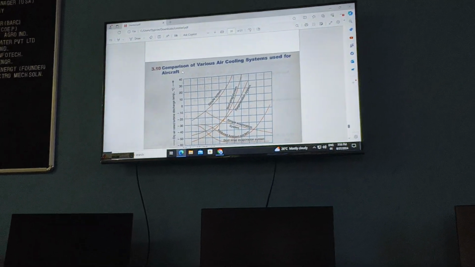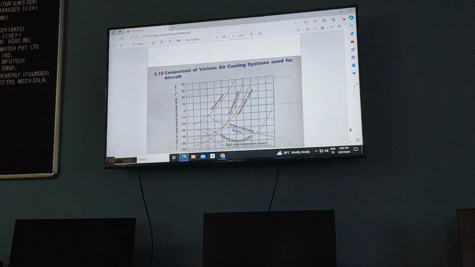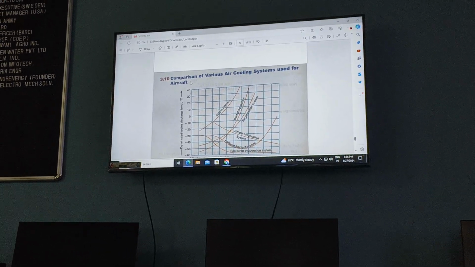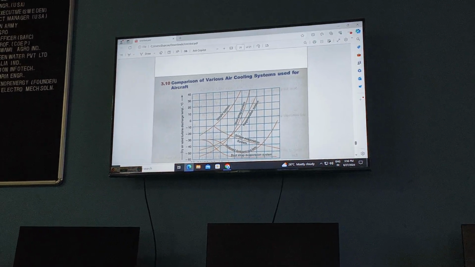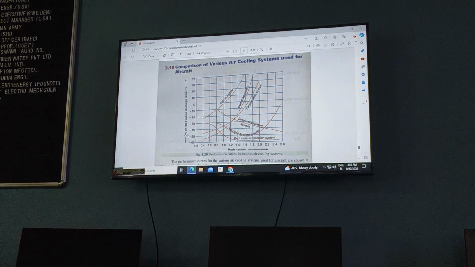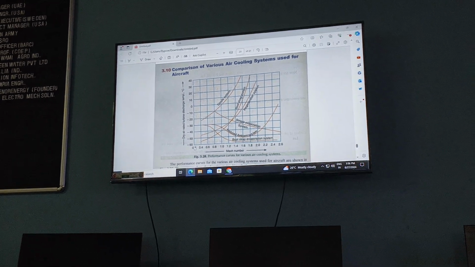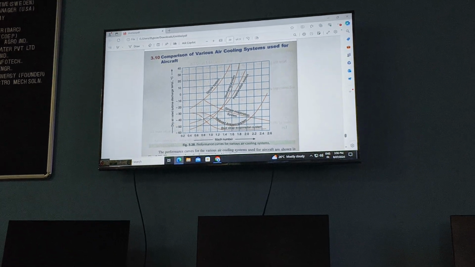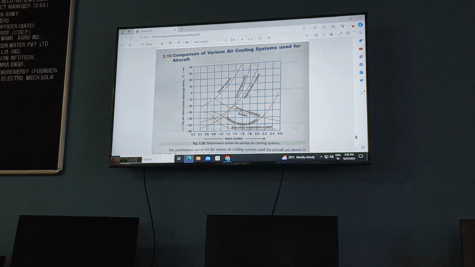Now the last point from the air refrigeration system is this: comparison of various air cooling systems used for aircraft, right? Now here they may ask only about the dry air rated temperature, okay? In that case, this graph is very important. On the ordinate there is the dry air rated temperature, and on the abscissa there is the Mach number. Mach number varies from 0.2 to 2.6, and here -60 to 40. No need to show all these cycles. Only the simple system. Look at the simple system.